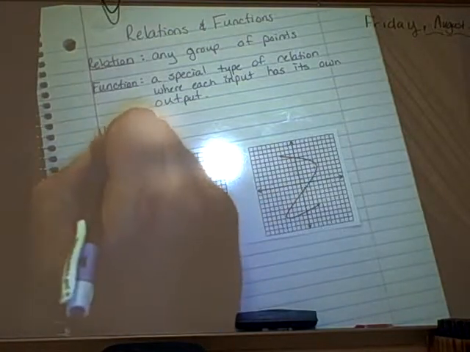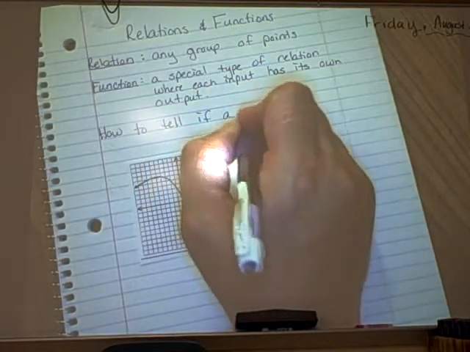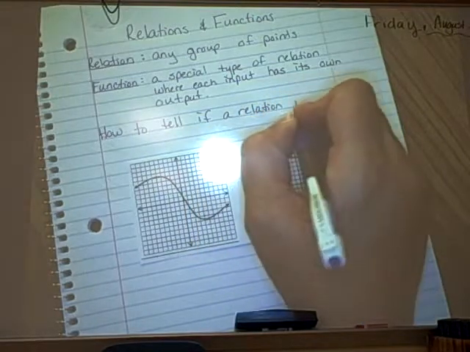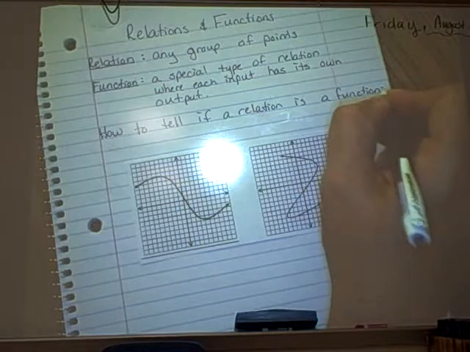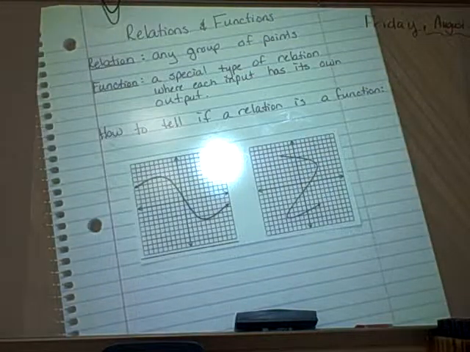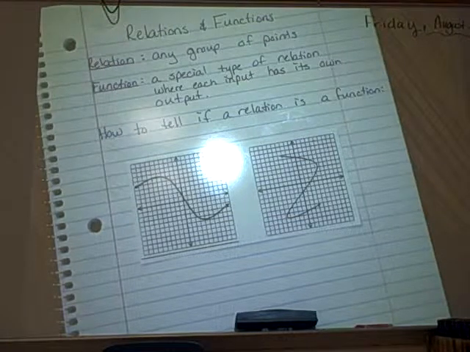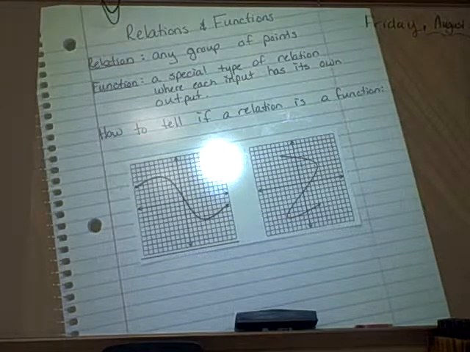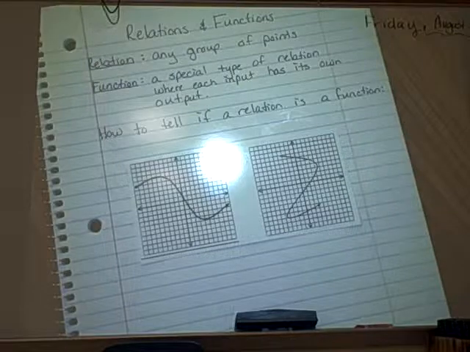So we're going to put how to tell if a relation is a function. Because a function is a special kind of relation, kind of like a square is a special kind of rectangle. They're still rectangles, but it's a special kind. So this is a special kind of relation, the function is.